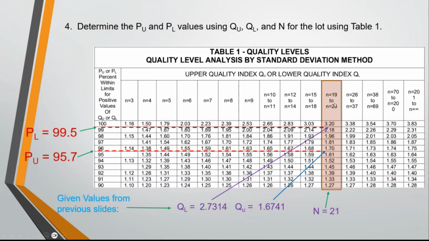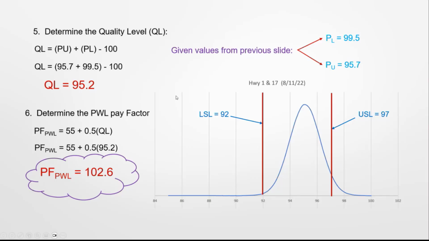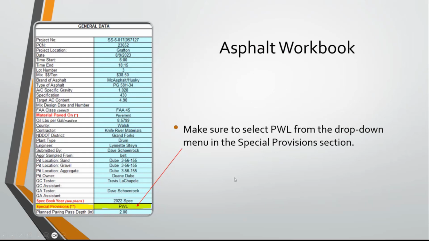We had an N of 21, so use this column. 1.67 is your QU, and your QL is 2.73. 99.5 for your lower limit, and your upper is 95.7. And there it shows, once you get through that, there's your bell curve, and your PWL pay factor is 102.6.